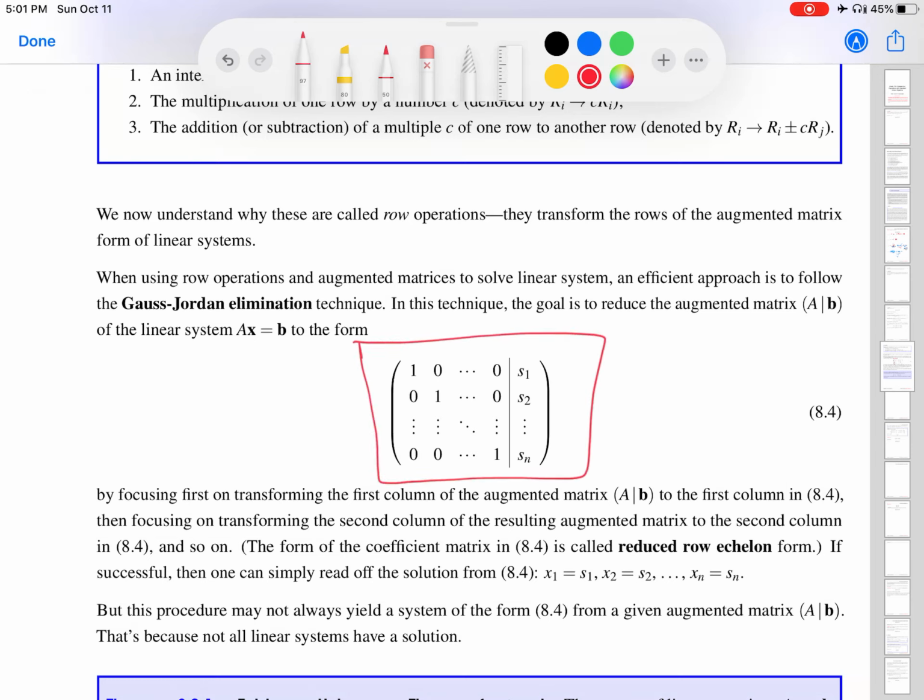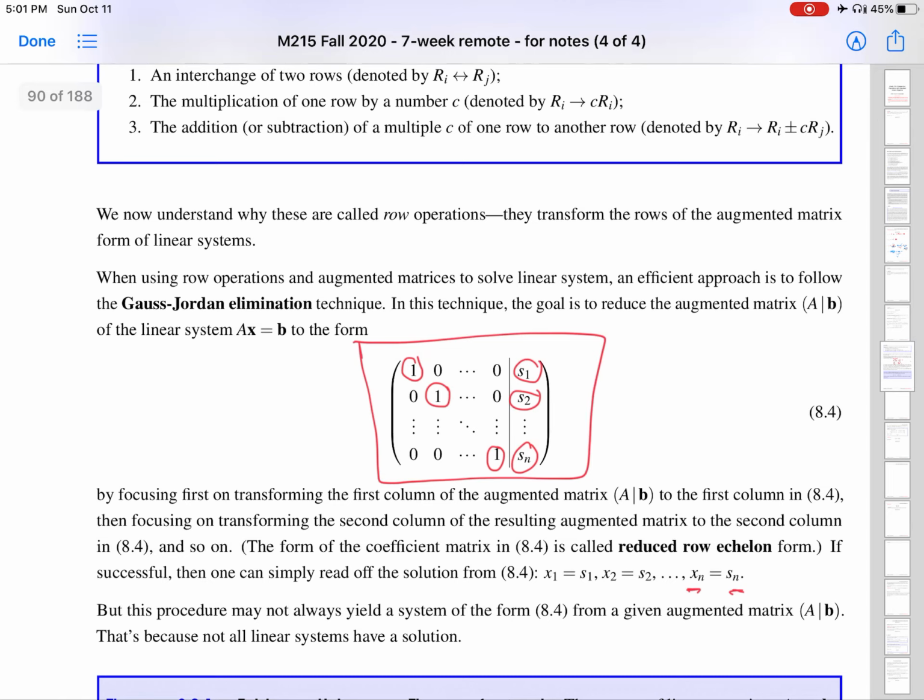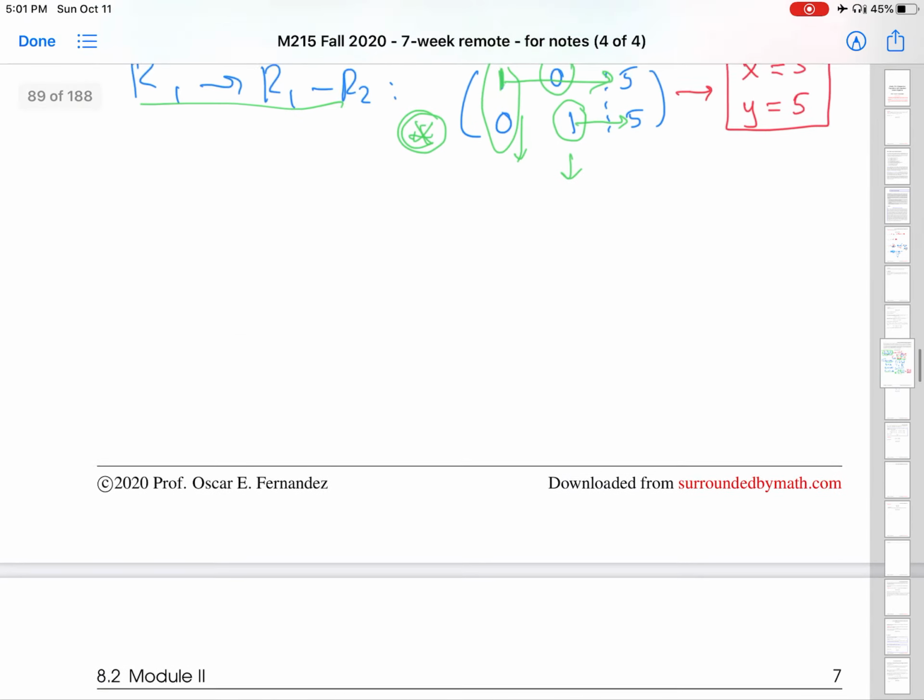Whatever variables it may be, this is the coefficient of x, it would be equal to S1. This is the coefficient of y, it would be equal to S2. And then maybe down here, this is the coefficient of, I don't know, x sub n, I'll say down here. This is equal to S sub n, whatever number that is. All right? Great, so that's a quick little overview of augmented matrices, how they work, and what you're looking for.